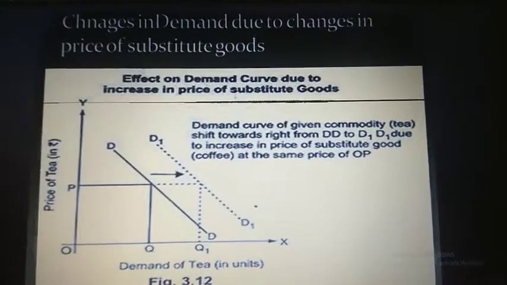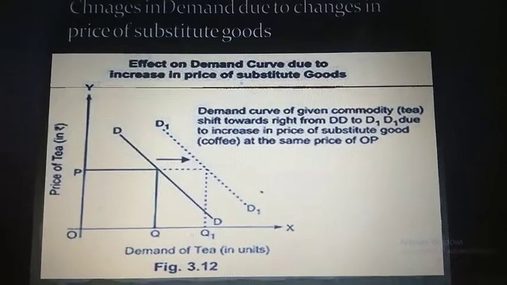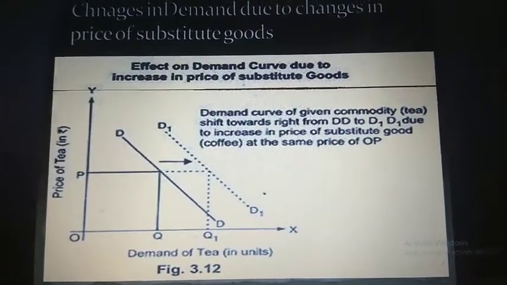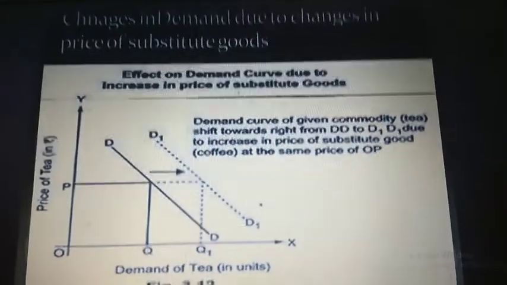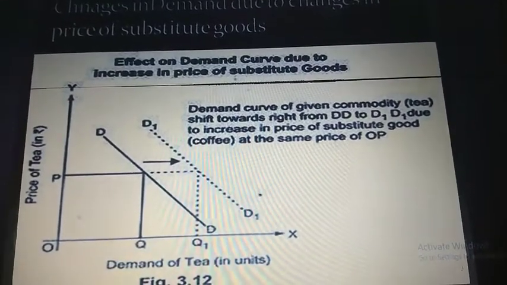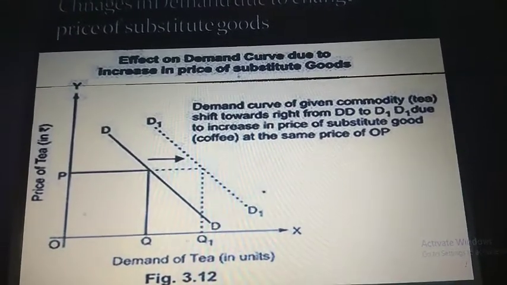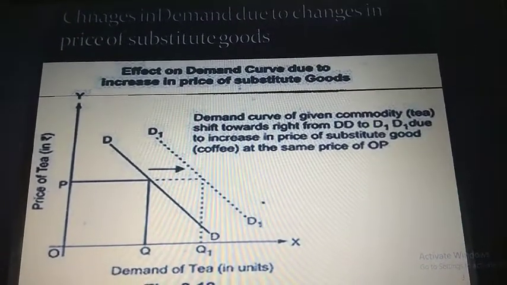Now today I will be explaining the changes in demand due to changes in the price of substitute goods. That means, what is the effect on the demand curve if, let's say, the price of a substitute good rises or increases? How does the demand of the given good get affected?